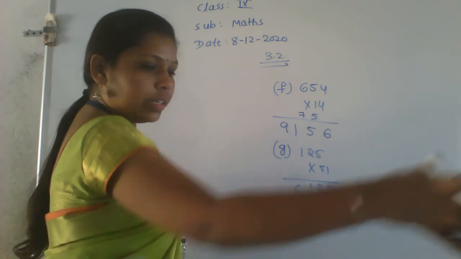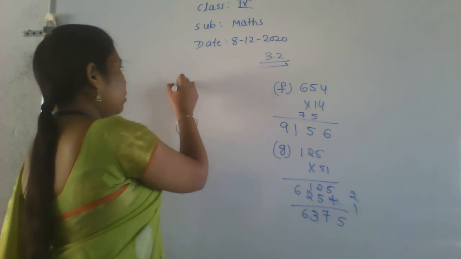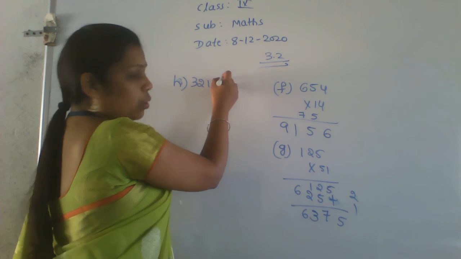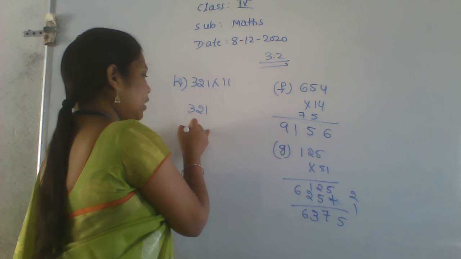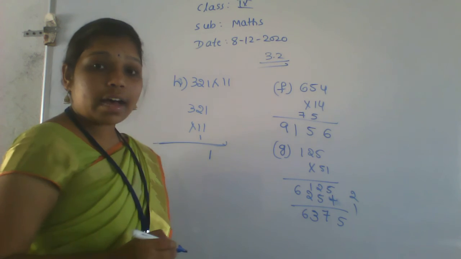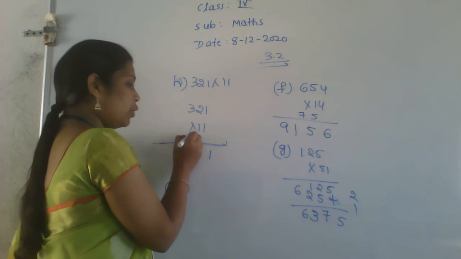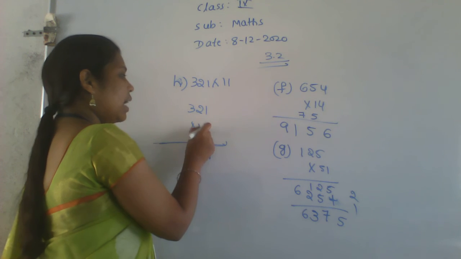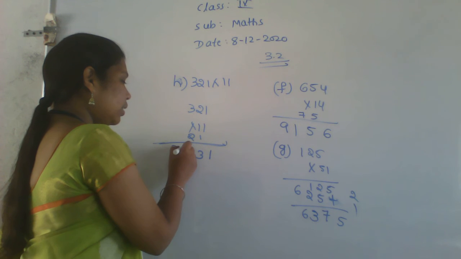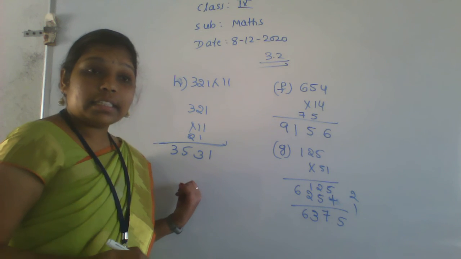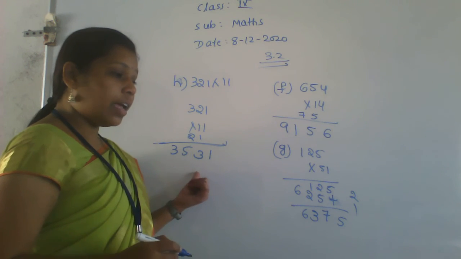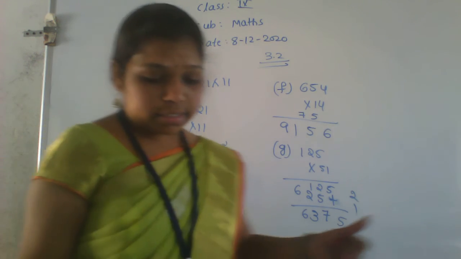Okay, next go for the H problem. What is the H1 given here? 321 into 11. 11 ones are 11. 11 twos are 22. 22 plus 1 is 23. 11 threes are 33. 33 plus 2 is 35. The answer is 3531.